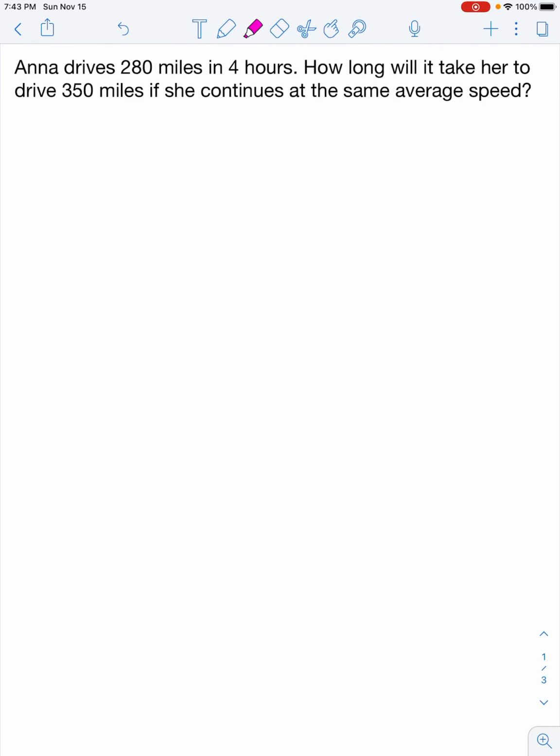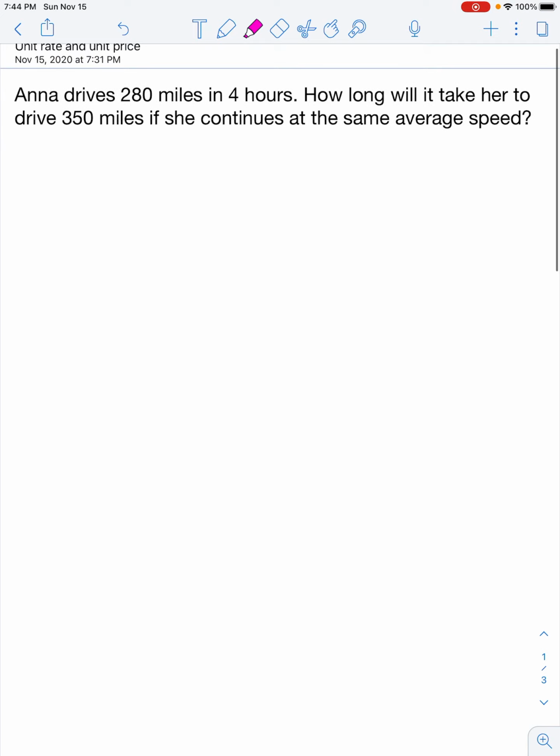Unit rate and unit price are very important math skills to have in our daily lives because they help us solve important problems that we face all the time. Let's look at two of them, one involving speed, which is a unit rate, and one involving unit price or unit cost. Let's look at the first problem. Anna drives 280 miles in 4 hours. How long will it take her to drive 350 miles if she continues at the same average speed?